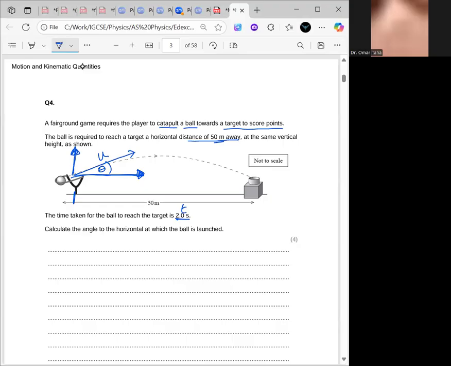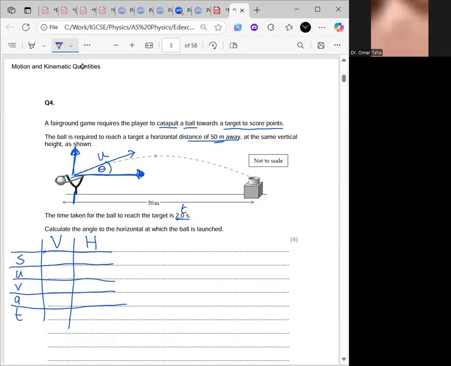All right, let's take it step by step. The first thing that we have to do is to start with the vertical and horizontal, and let's put them inside a table as we usually do. This is the SUVAT. Now let's plug in the numbers that we have first. 50 is the horizontal distance, so let's put the 50 here. The time for the whole journey is 2, so we're gonna put 2 here and 2 there.